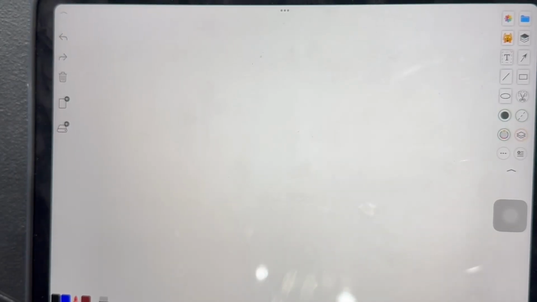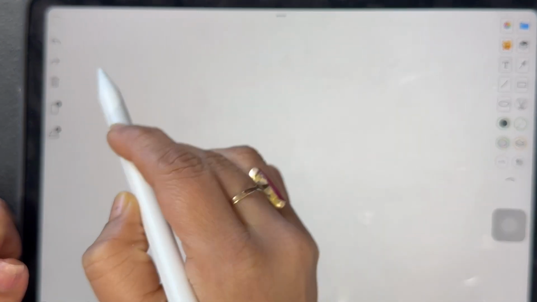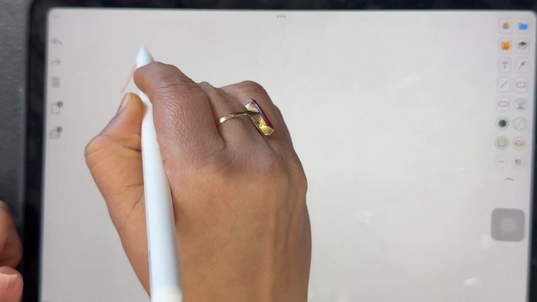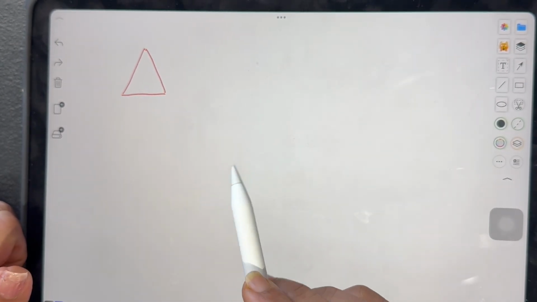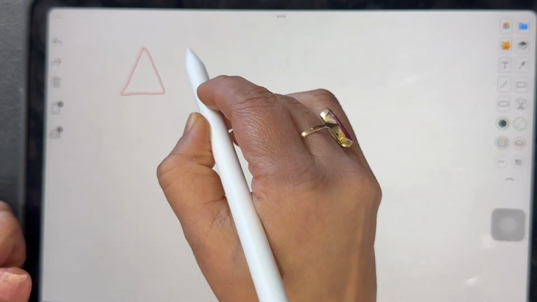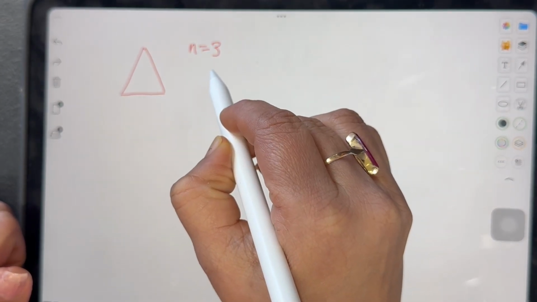Hi guys, welcome back. This video is to talk about the interior and exterior angle of a polygon. Any polygon. A polygon means a closed figure with straight sides. I drew a triangle. How many sides are there? N is equal to 3. N is the number of sides.